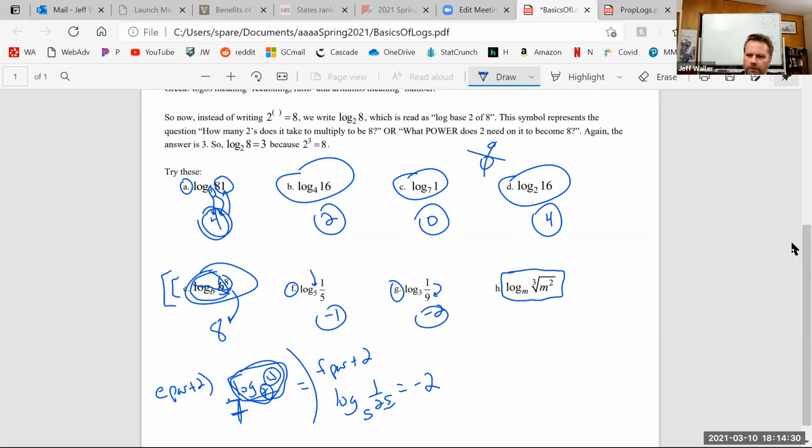2/3. Beautiful. So you have to rewrite the cube root of m squared. How do I rewrite that? Root on the bottom, because that's where roots are. Power on the top. These kill each other. 2/3. Done.